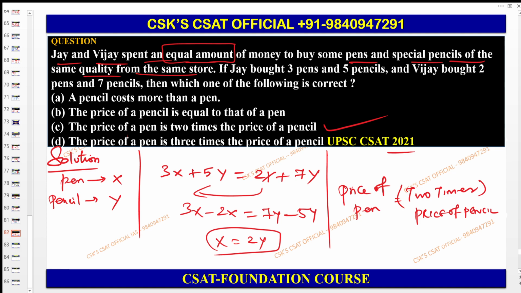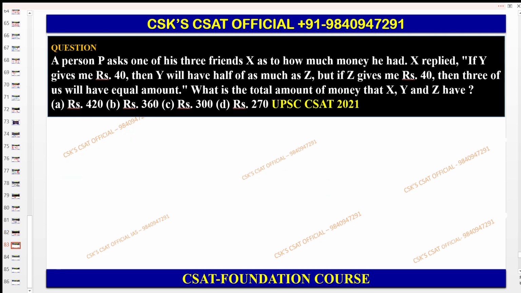That's it. So simple question. Okay. But many people say 2021 is a very difficult question paper, etc. By reading only once, you will find it difficult. Give 1 to 2 minutes for reading the questions. Then easily you will get some kind of logic to solve. Listen, there is a logic to solve this one. A person P asks one of the 3 friends, X, how much money he had.